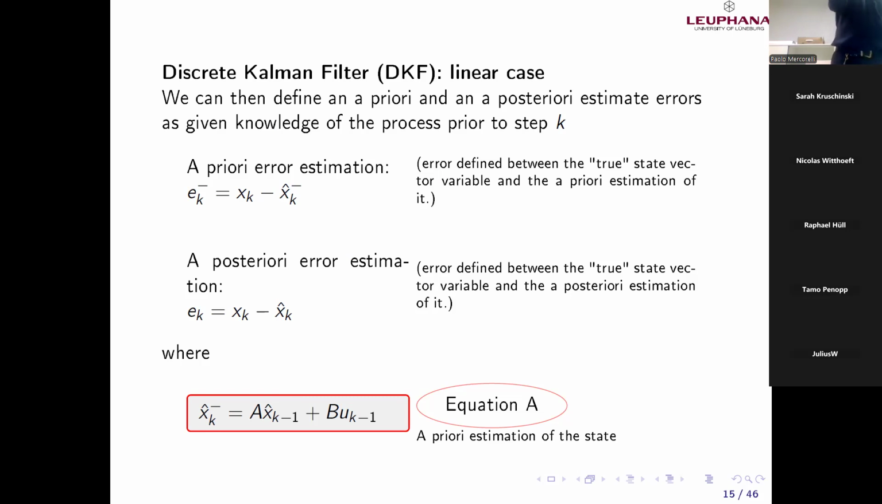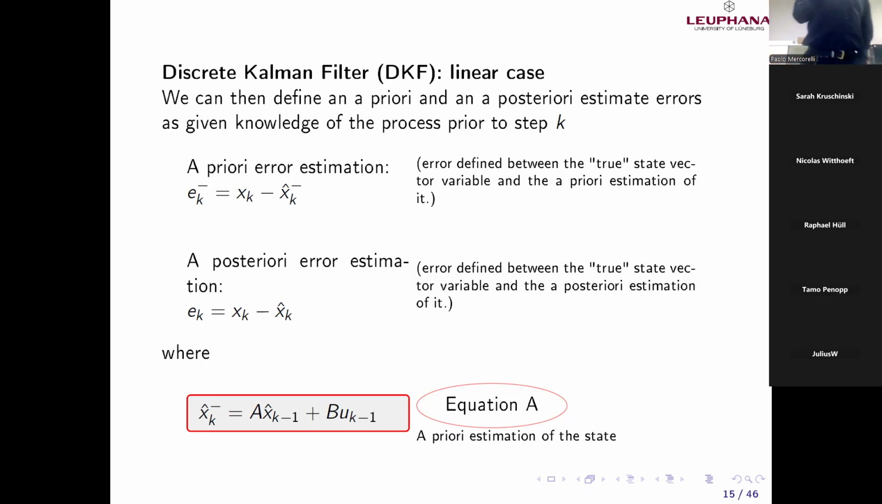And anyway, I come back to this in 1 second. Let me say this equation here, the first equation of the Kalman filter. The name is a priori estimation of the state. Or let me say a priori estimation. In this case of the state is correct, but more in general.